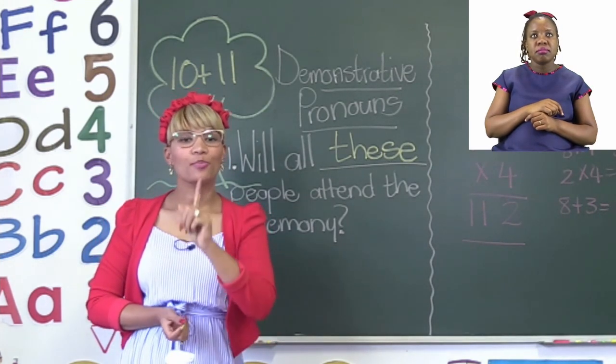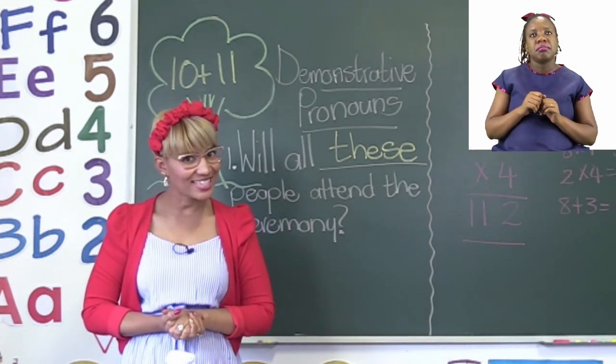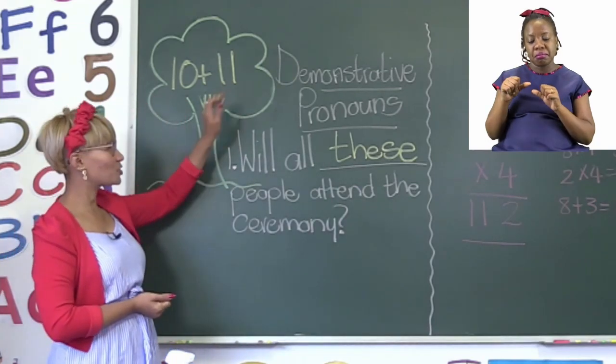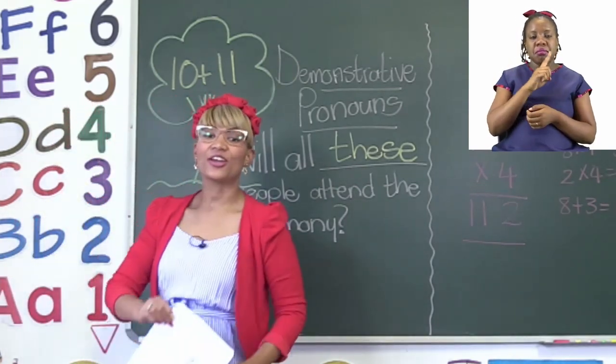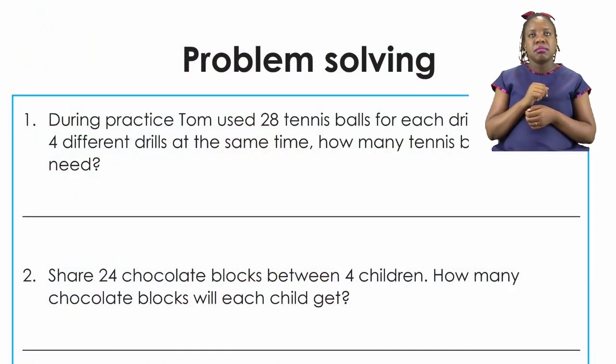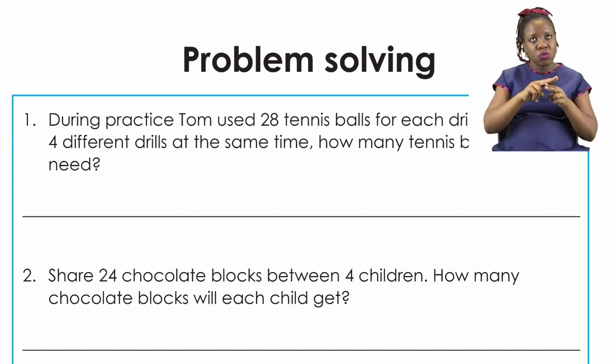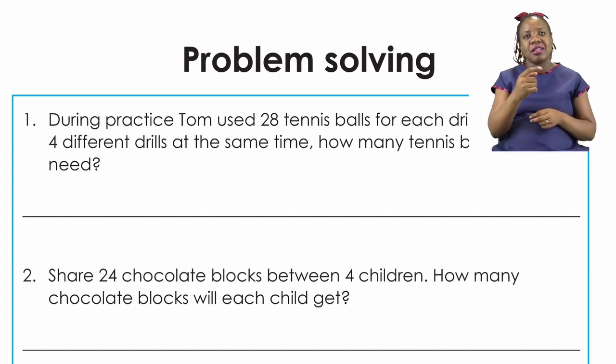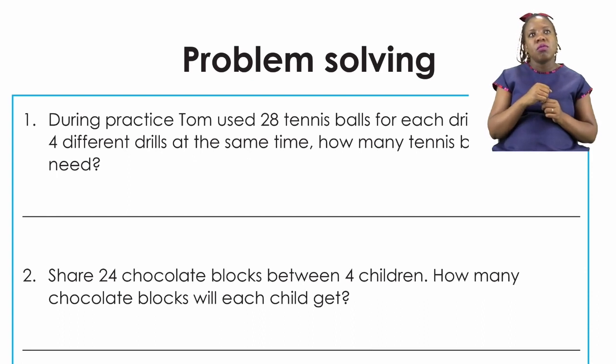Now boys and girls, before I leave you to try and finish all the other sentences, let's quickly turn our booklets to page 11. Now here on page 11, we are doing problem solving. And we are quickly going to solve the first problem together. Let's read through the first one. It says here, during practice, Tom used 28 tennis balls for each drill. If he runs 4 different drills at the same time, how many tennis balls will he need?